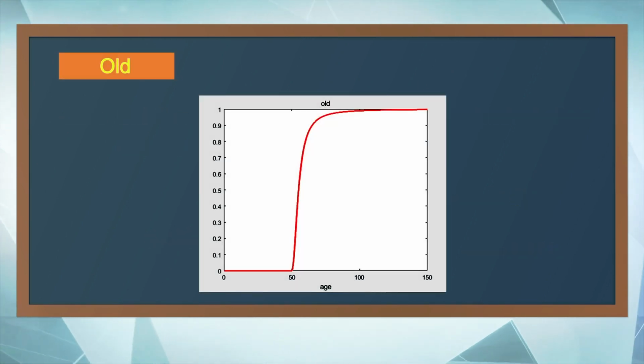The membership function of the fuzzy set O is illustrated in this figure. If one's age is less than or equal to 50, then his or her degree of membership in the fuzzy set old is 0. He or she is 0% old. If one's age is greater than 50, then the degree of membership increases rapidly.